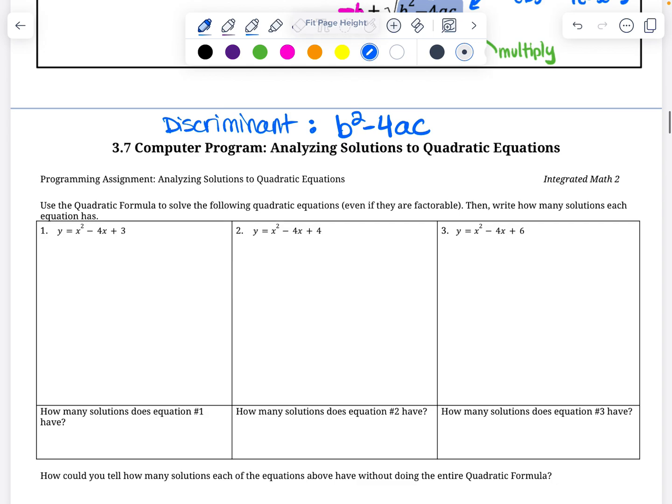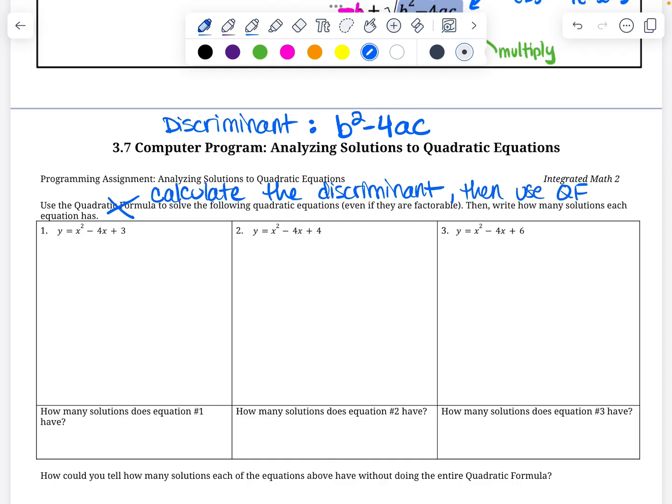I know the directions say use the quadratic formula to solve, even if it's factorable. But what we're actually going to do is, instead of using the quadratic formula right away, just calculate the discriminant first, and then use the quadratic formula. There's a reason why, I promise. There's a method to my madness. We're going to figure out what b squared minus 4ac is.